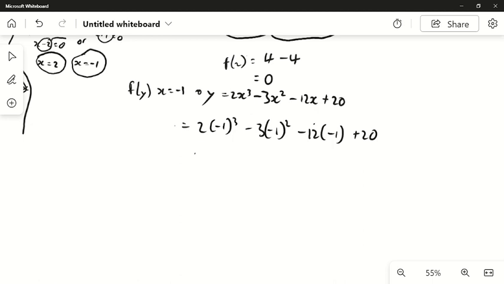Minus 1 times 2 is minus 2. Minus 1 squared is 1. 1 times minus 3 is minus 3. So I have minus 3. Minus times minus is plus, plus times 12 is plus 12, plus 20. So plus 12 plus 20 is plus 32. Then minus 2 minus 3 is minus 5. Then we have plus 32 minus 5 gives us what? 27. So our f function where x is minus 1 is equal to 27.